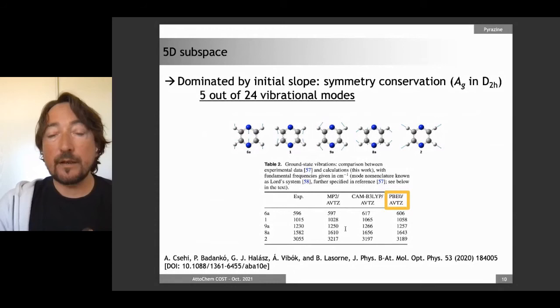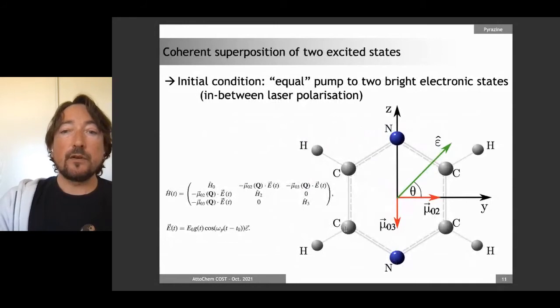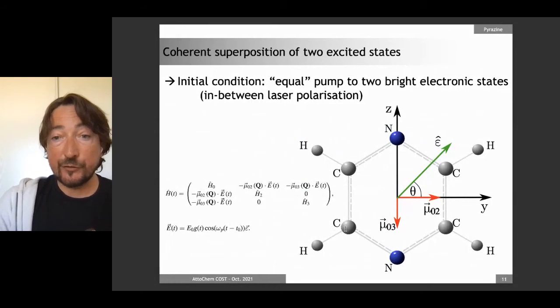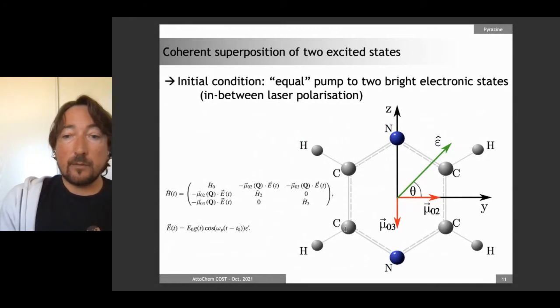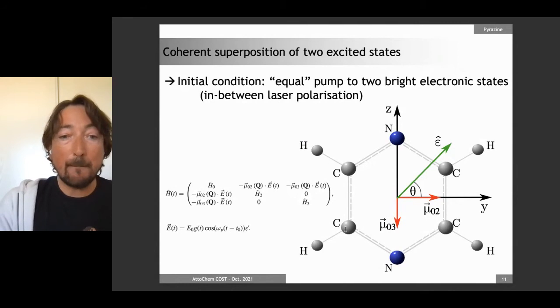Now, I told you we want to create a coherent superposition of two excited states. So we need to make sure that we can populate them according to selection rules. And in this case, because there is a lot of symmetry in that molecule, we have selection rules. In fact, the two states that I considered before, B2U and B1U, are polarized along here, the Z-axis and the Y-axis, which are the directions along which you have a non-zero transition dipole. Here, mu03 and mu02 for the two states 2 and 3 that are B2U and B1U.